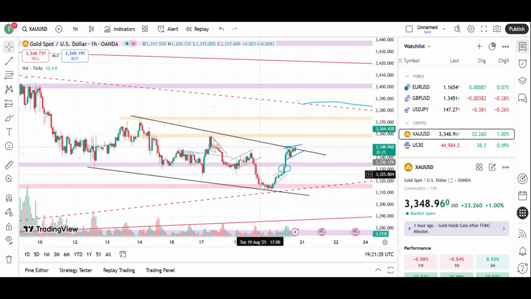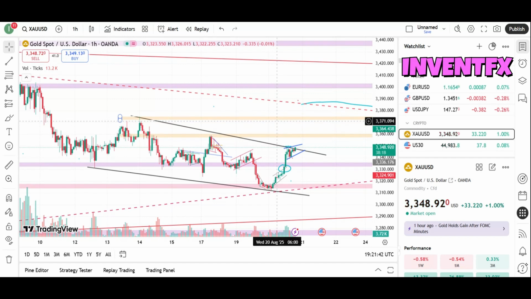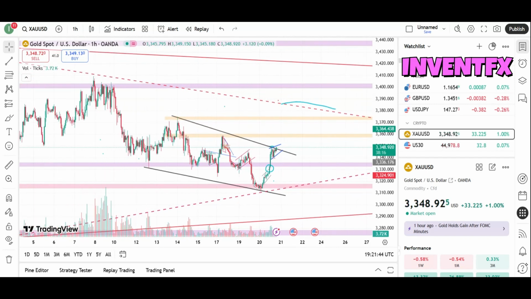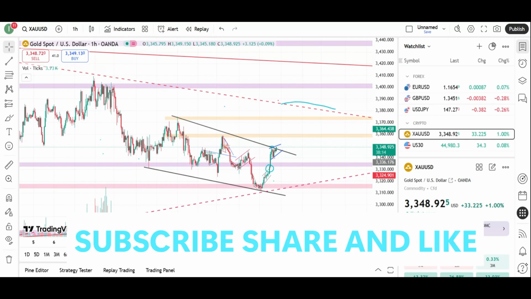There was one I showed you yesterday. You can see how it played out. There's one here also. This is the 4 hours and 1 hour chart. So let's key it in, and trade with risk management.